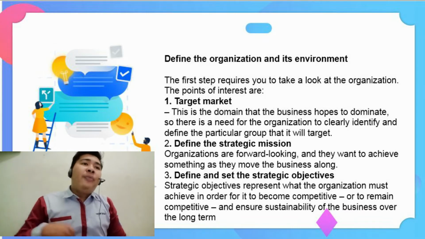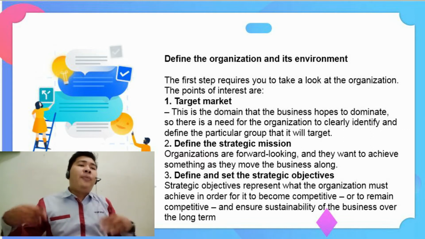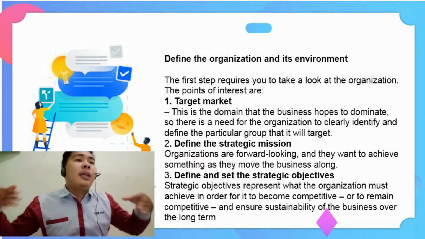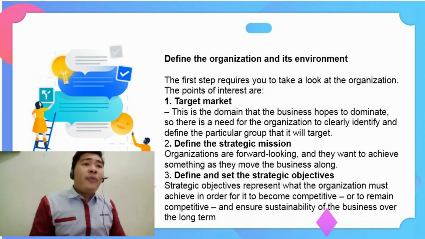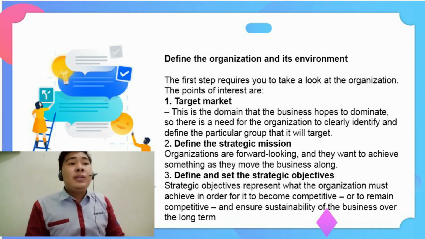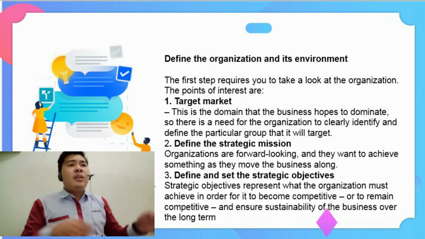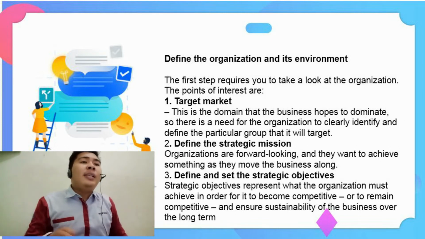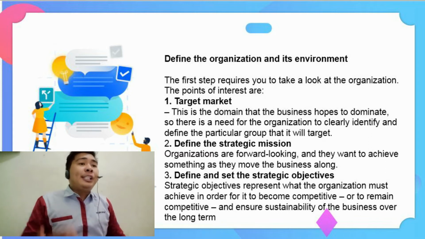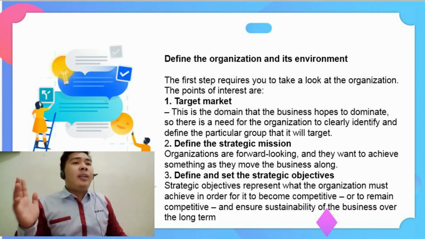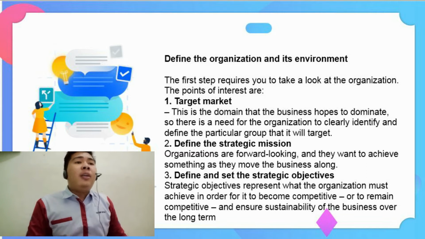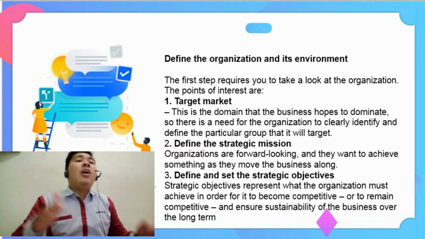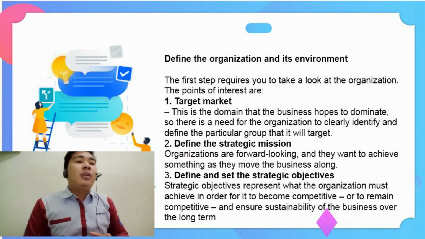Next point, define the organization and its environment. The first step requires you to take a look at the organization and define what its interests are. First one is the target market. This is the domain that a business hopes to dominate. So there is a need for the organization to clearly identify and define the particular group that it will target. To define the target, strategy mission.